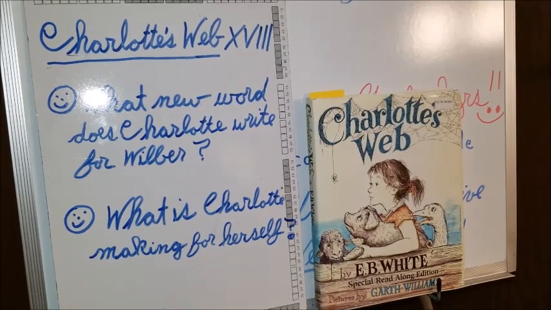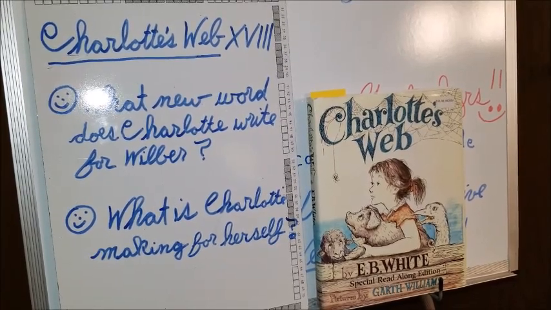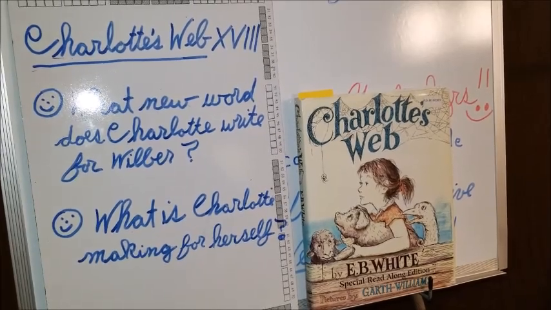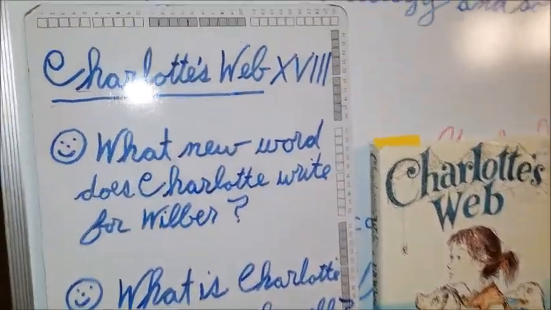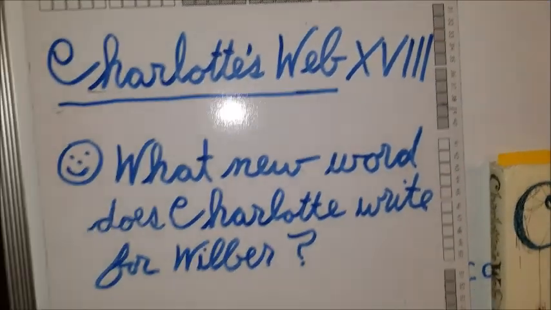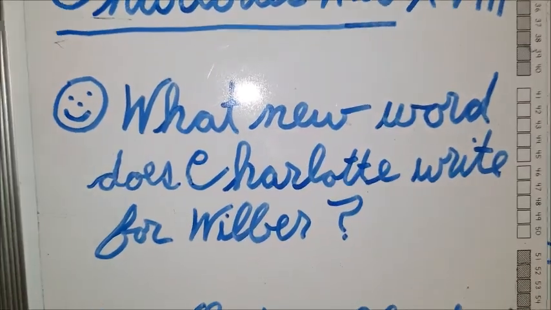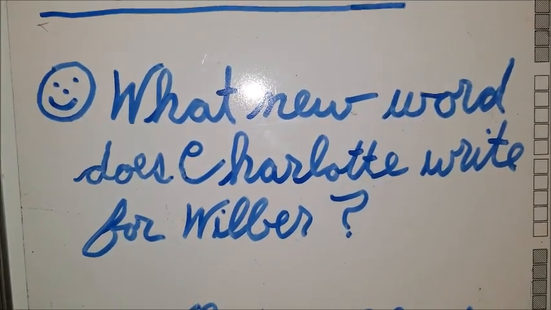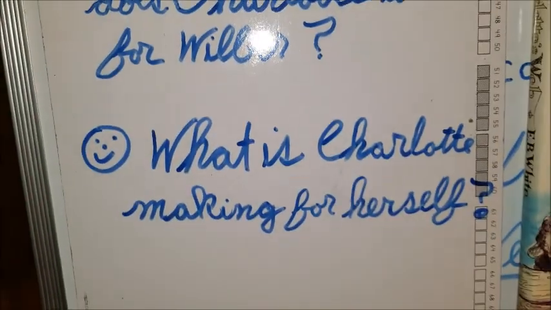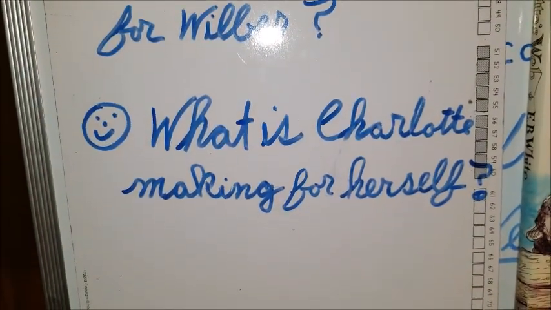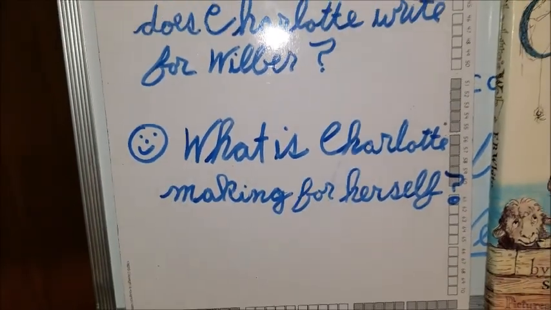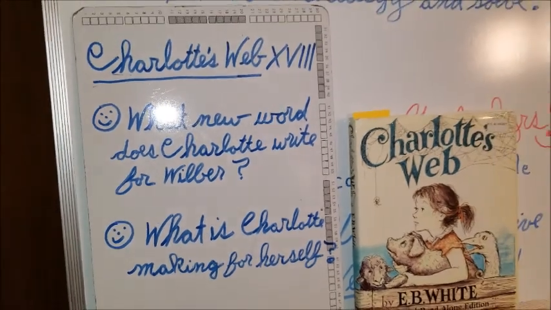It certainly sounds like the Arabelles and the Zuckermans are having a great time at the fair. So let's move on to chapter 18. And as you're reading chapter 18, I want you to think about what new word does Charlotte write for Wilbur? And I also want you to think about what is Charlotte making for herself? So those are two important things that are going to be happening in that chapter.